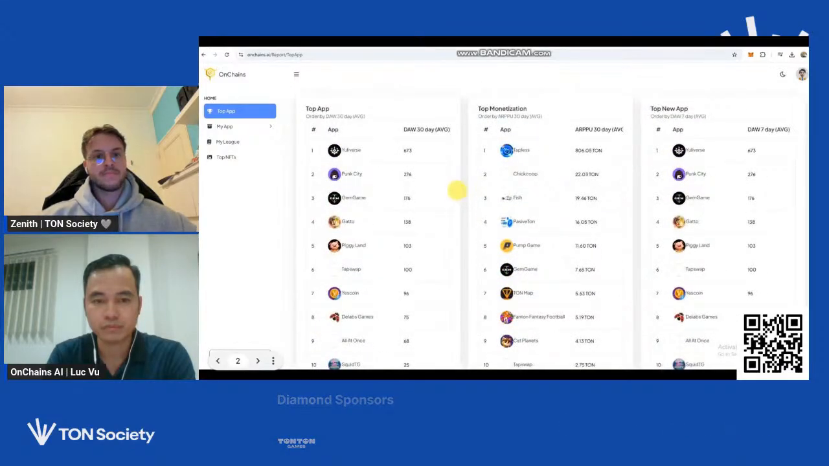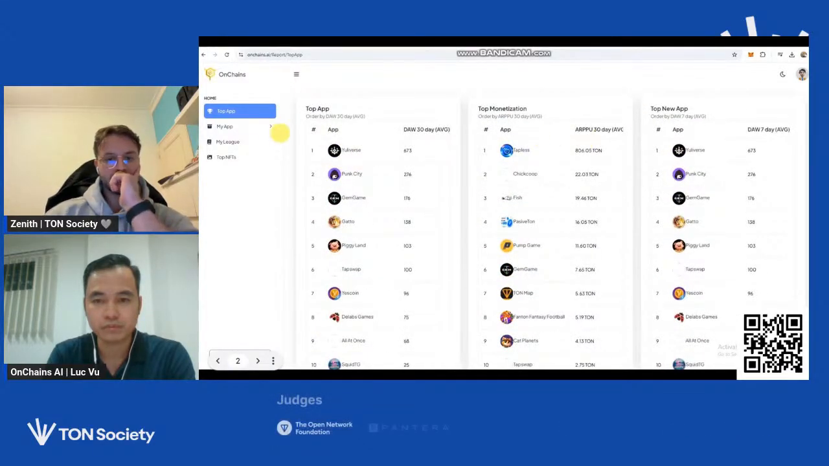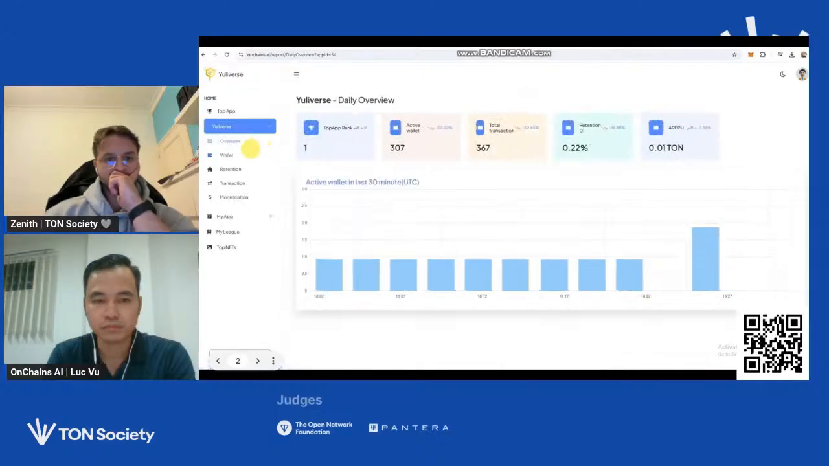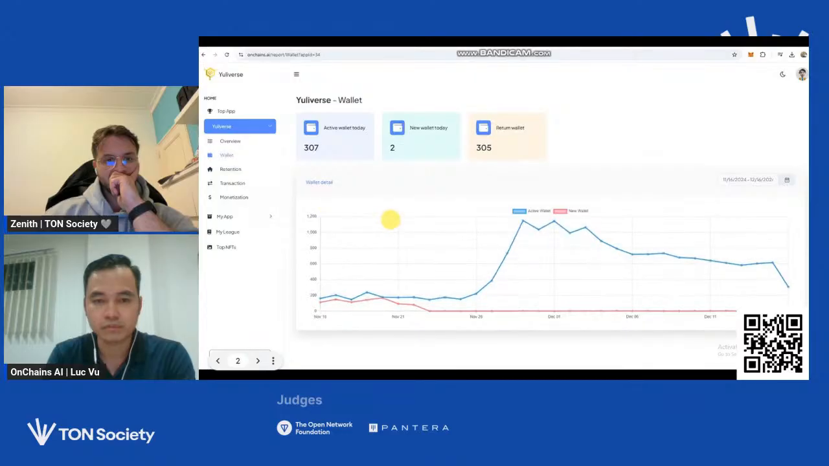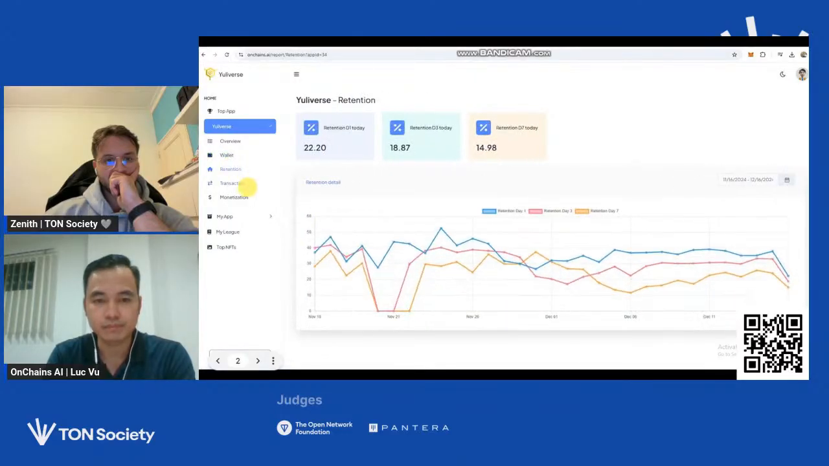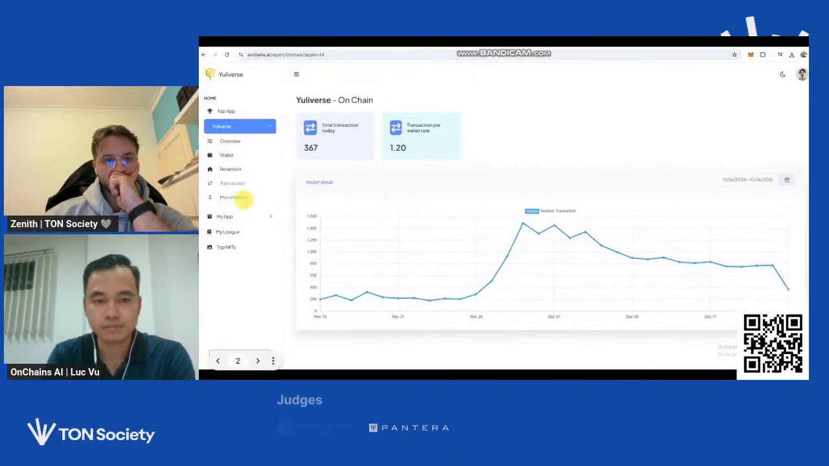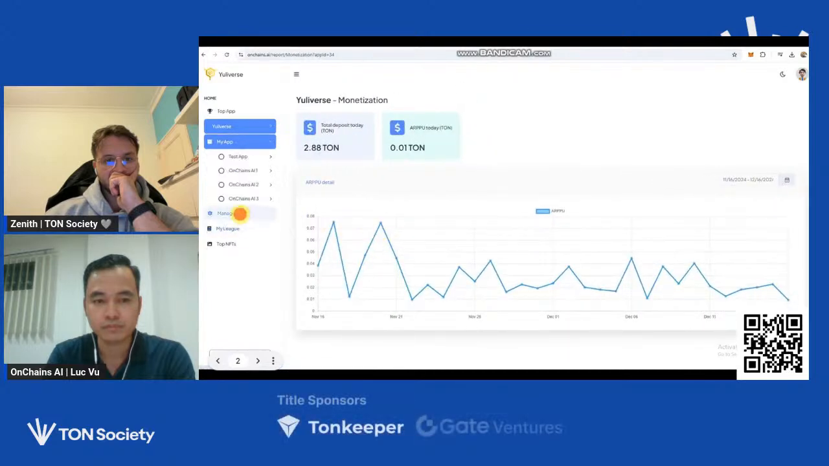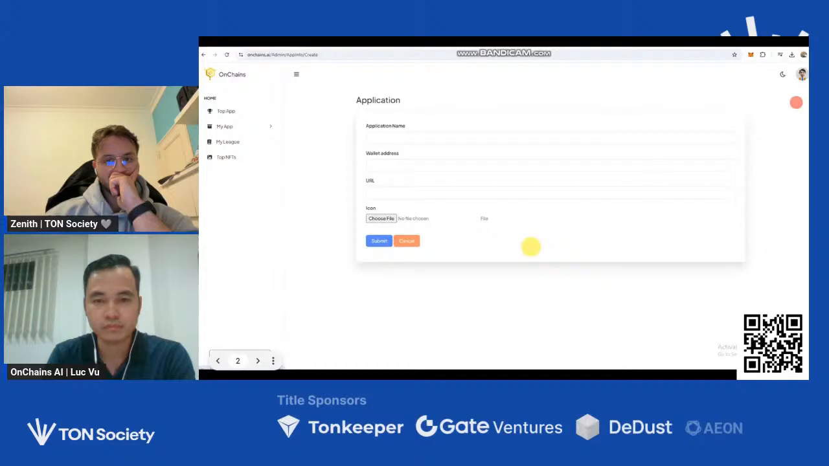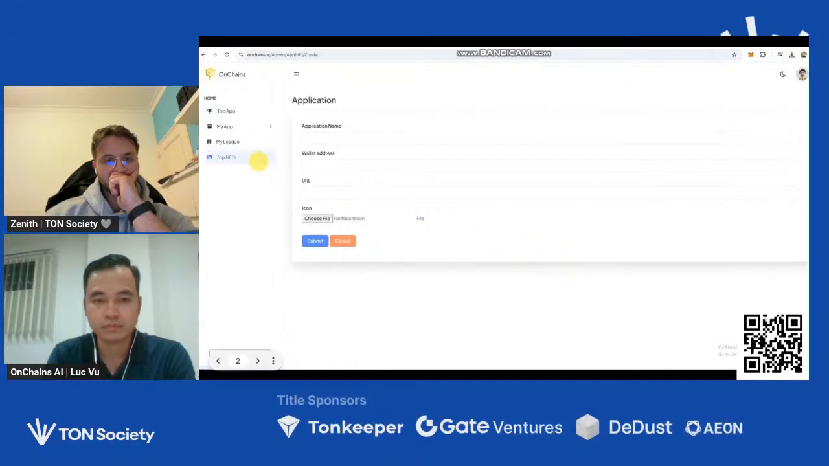On the main page, you'll find 3 lists: top apps, top monetization, and top new apps. The daily overview page displays real-time data for active wallets and key metrics. For each app, users can track the growth of wallets, highlights retention rates, the number of transactions on Ton, total deposits, and ARPPU for monetization efficiency. Besides, you also can submit your app for tracking on the dashboard.